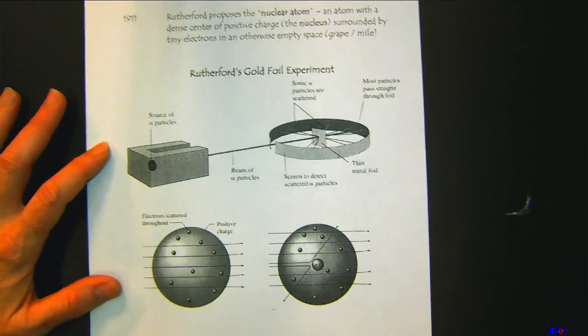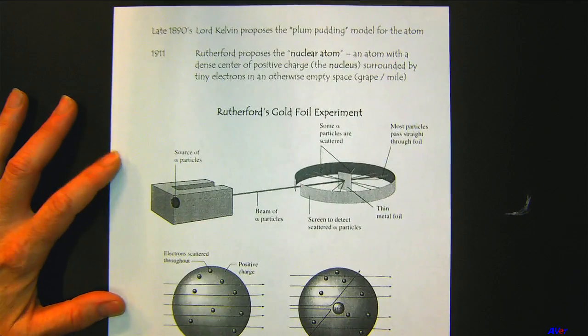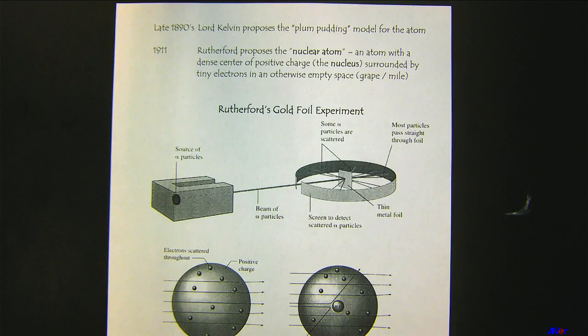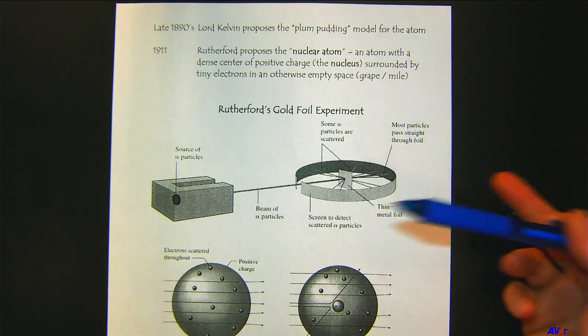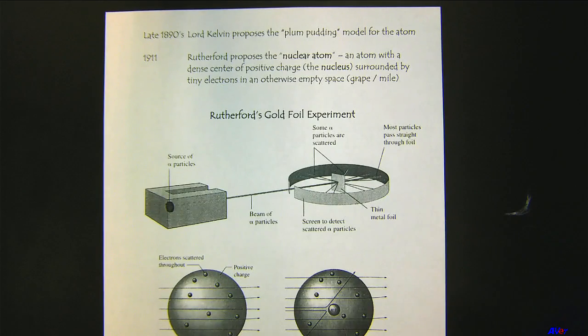Okay, so then in about the same time, Lord Kelvin, who we've named a temperature unit after, he proposed the plum pudding model for the atom. And I like to bring this up because I think it's important. It shows that theories come and go. The plum pudding model was the state-of-the-art theory for a decade.